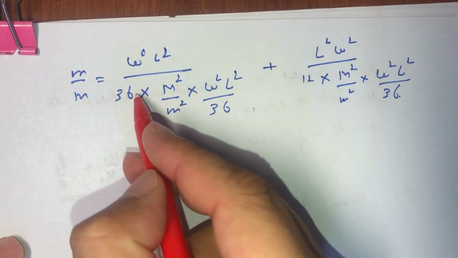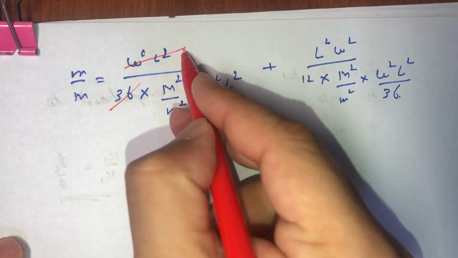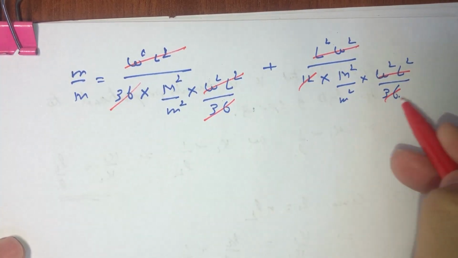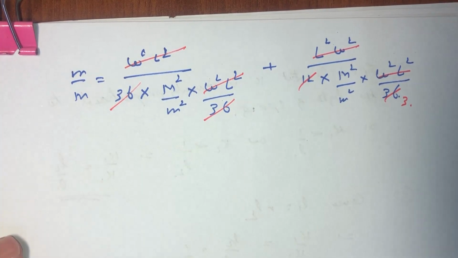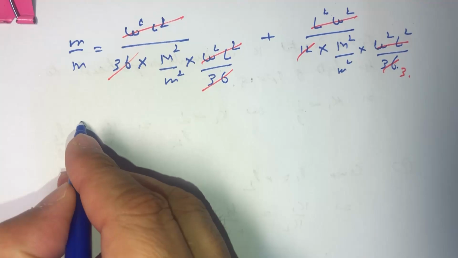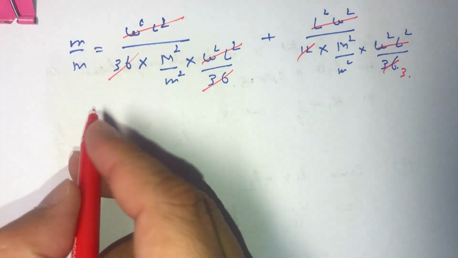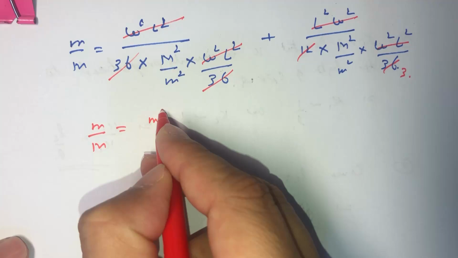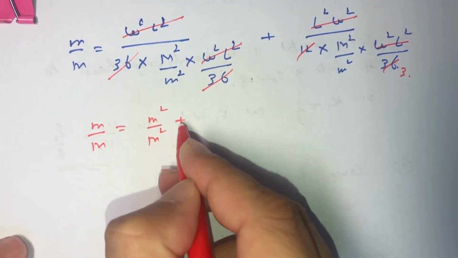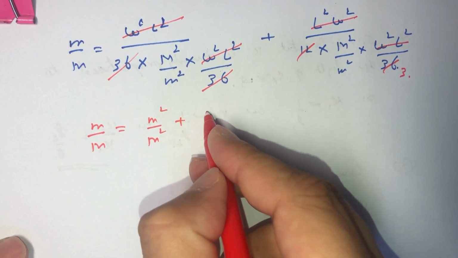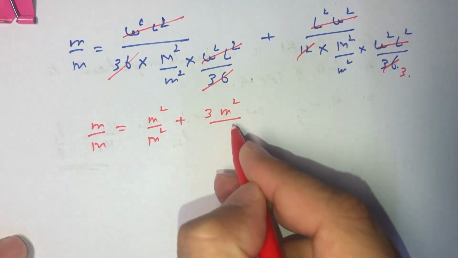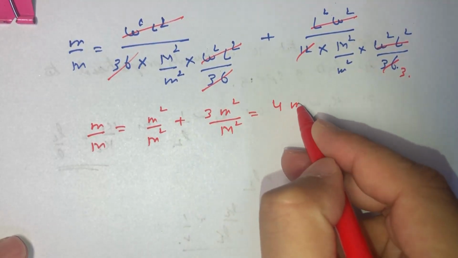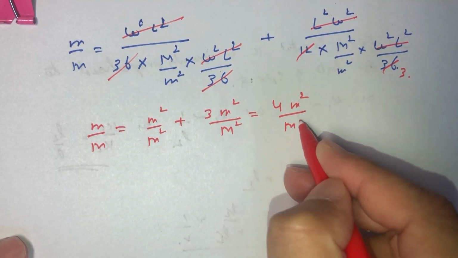and 36 cancel with 36, omega square this goes away, and here also this goes away, and this comes as 3. Therefore, we can write that our M upon capital M will be equal to M square upon capital M square plus, this comes as 3 M square upon capital M square. So this will be equal to 4 M square upon capital M square.